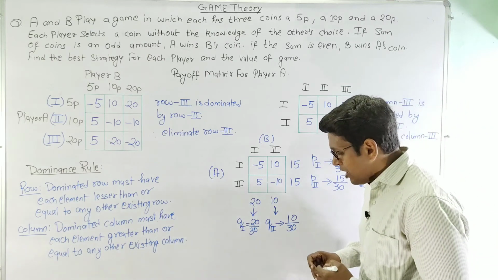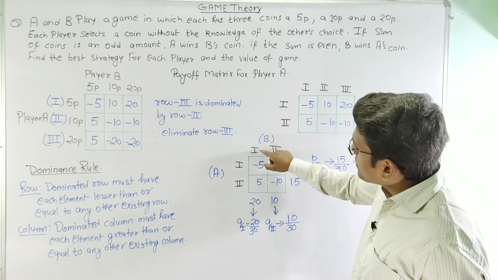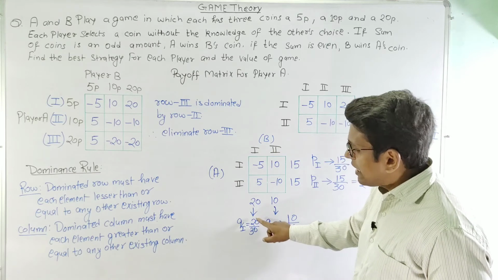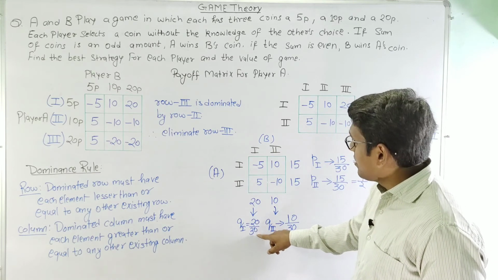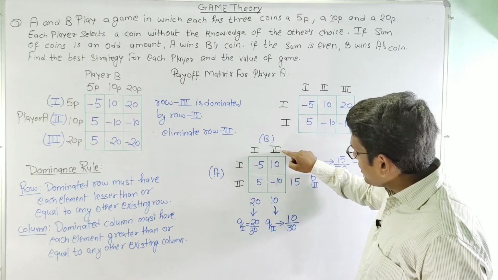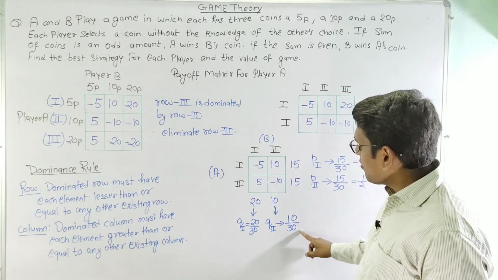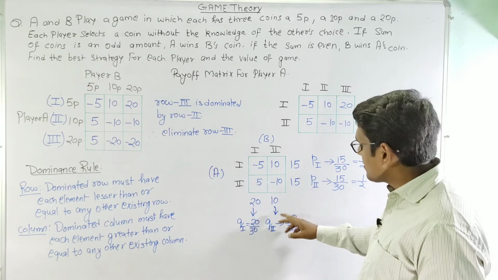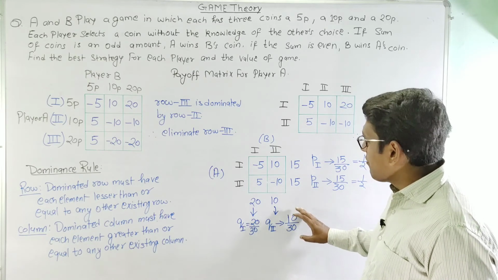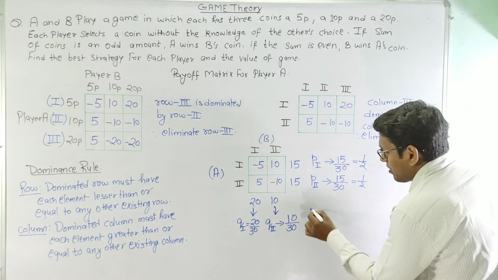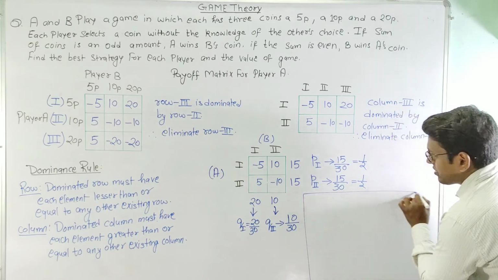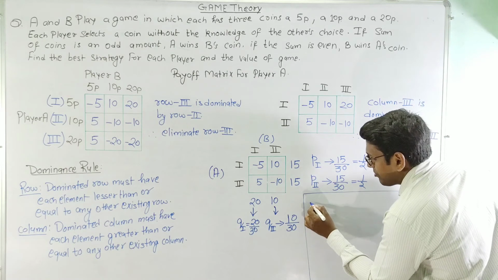Now this suggests that player B will play strategy 1 2 by 3 of the time, or we can say 66.6% of the time, and player B will play strategy 2 1 by 3 of the time, or we can say 33.33% of the time. From here we can see the optimal strategies for player A and B.